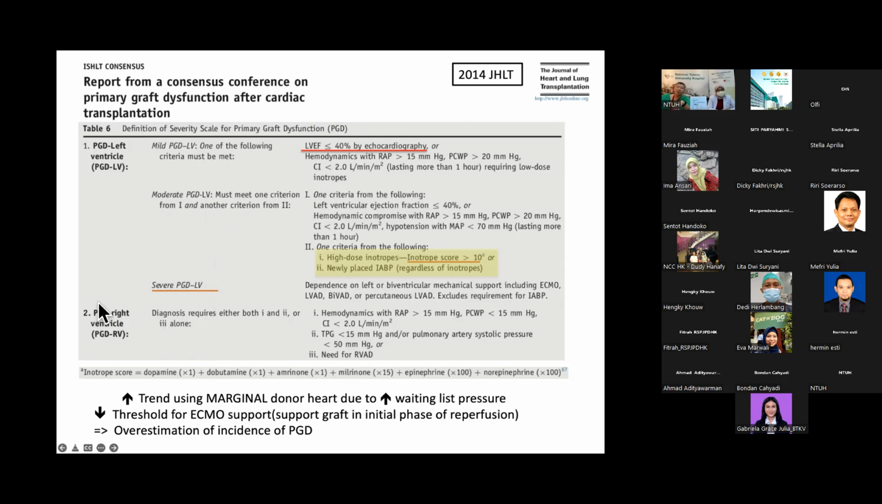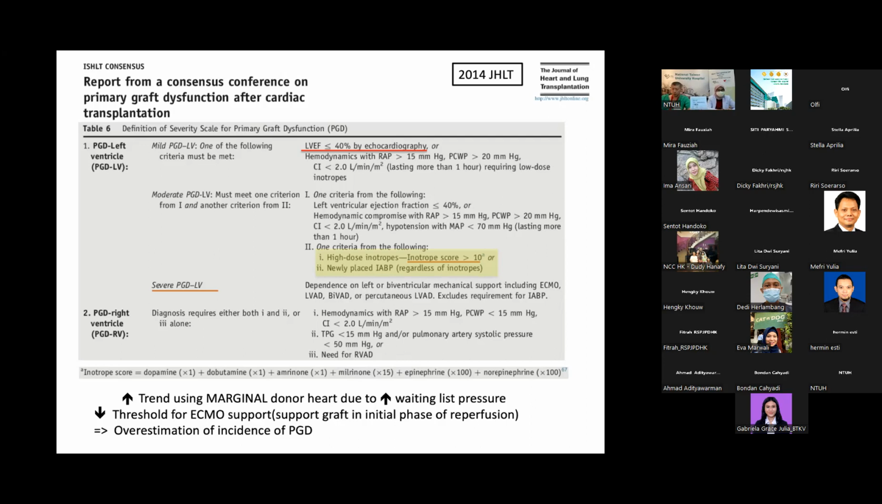Okay, how about right-side graft failure? It means the IP is over 50, let's say 50. In the operation room, sometimes it's very difficult to differentiate which side is the cause of graft failure, left side or right side, unless the LV function is good but the RV is not so good. Then you may say it is the right side.